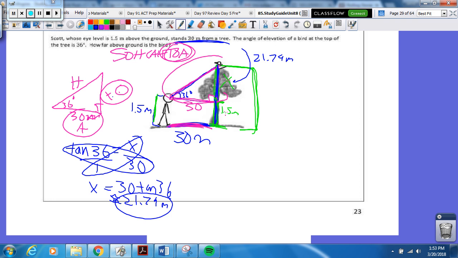I'm going to add the 1.5. Calculator it up again: 21.79 plus 1.5. And the birdie is 23.29.